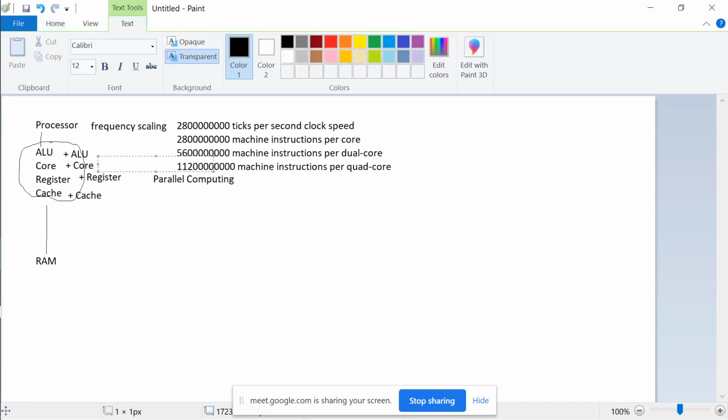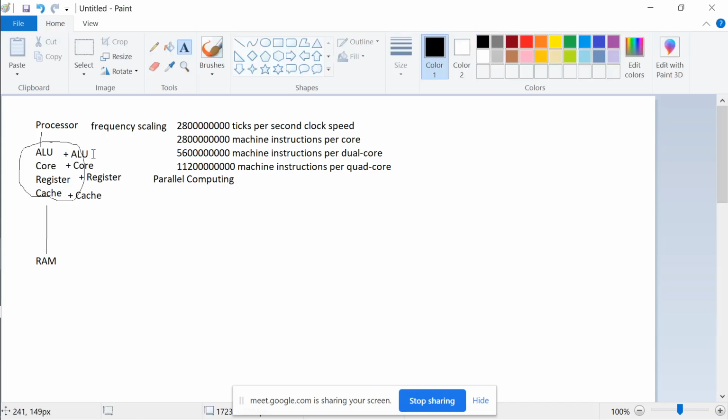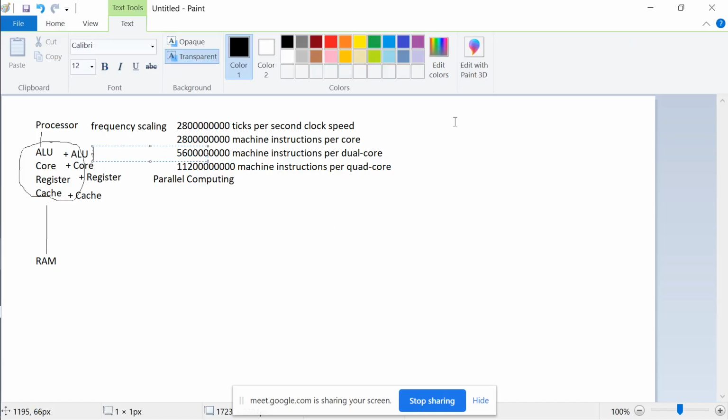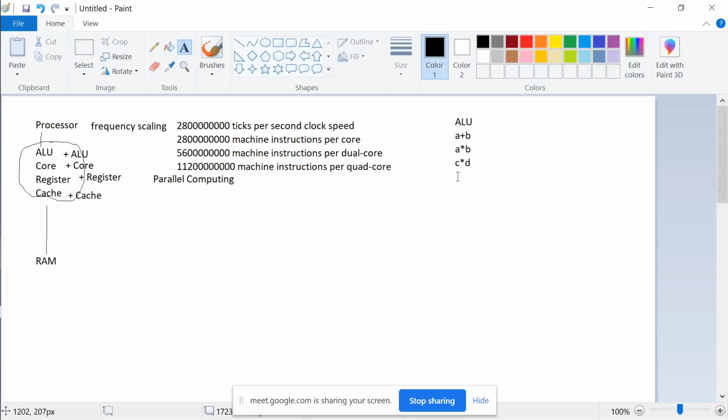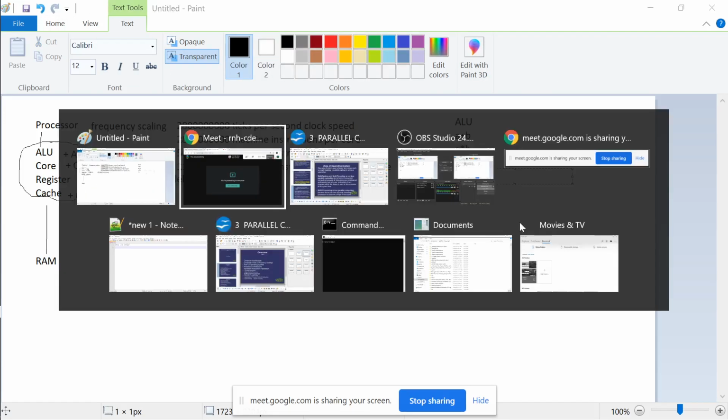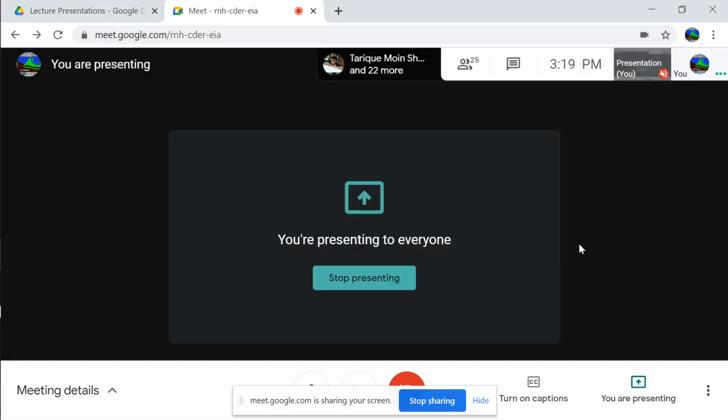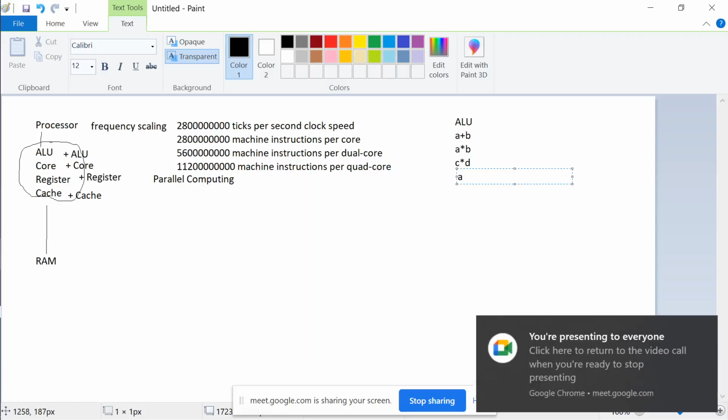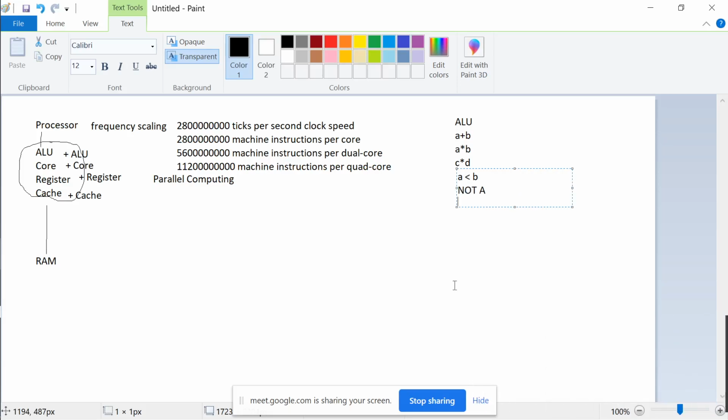So this is one way of increasing the number of instructions that can be executed by the core. But core is not the only piece inside your processor. Your ALU also is doing some work, right? So what does your ALU do? Your ALU is your arithmetic logic unit. It does calculations like A plus B, A star B, C star D. It is also doing logical operations like A less than B, not of A, A or B. So it is doing all these operations.